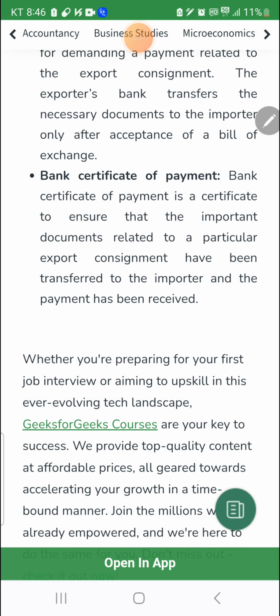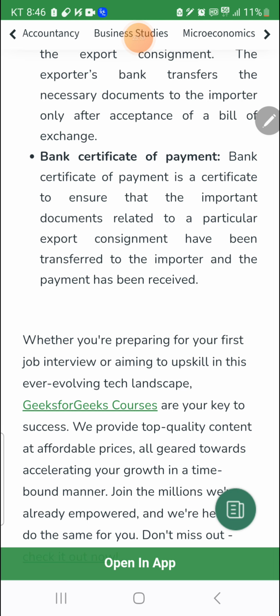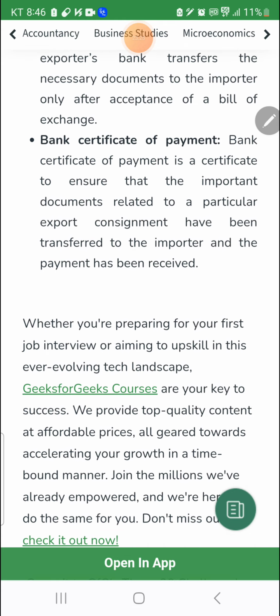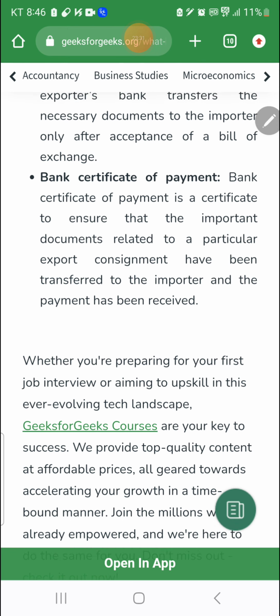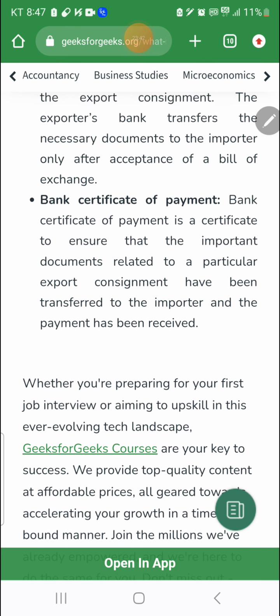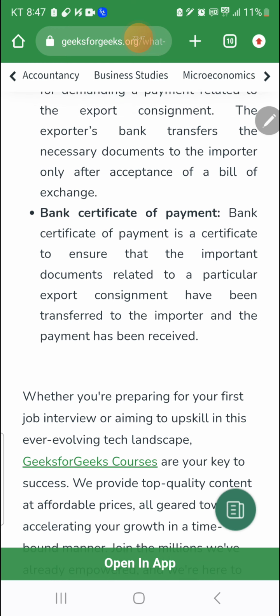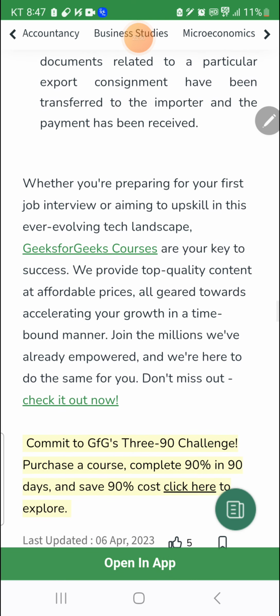Bank certificate of payment. A bank certificate of payment is a certificate to ensure that the important documents related to a particular export consignment have been transferred to the importer and the payment has been received. Bank certificate of payment.